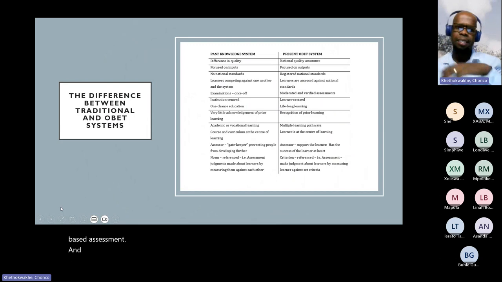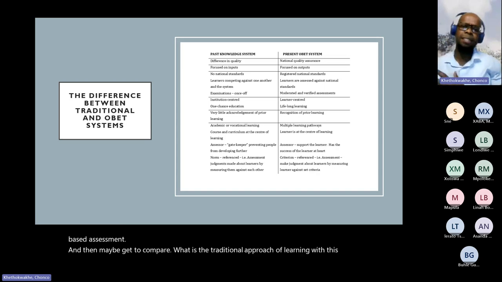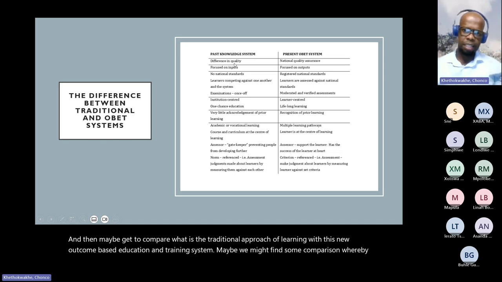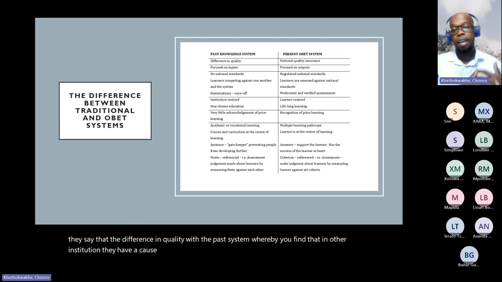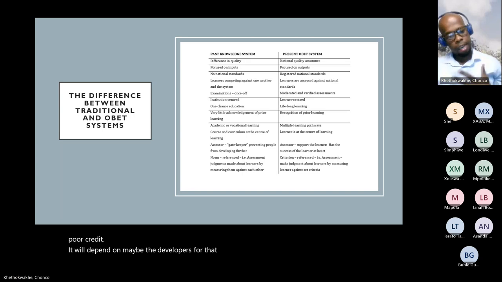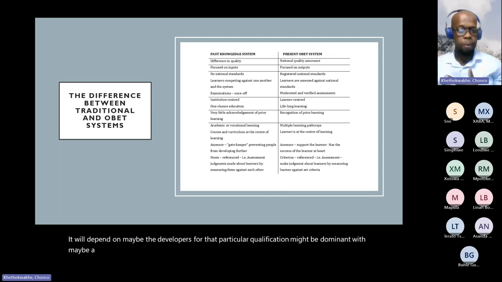And then maybe we compare the traditional approach of learning with this new outcome-based education and training system. Maybe you might find a comparison where they say there is a difference in quality with the past system, whereby in some institutions a course has good quality, and in other institutions a course has poor quality. It will depend on maybe the developers of that particular qualification, who might be dominant with maybe other races, who are doing well as compared to other races in terms of their understanding of development of programs.